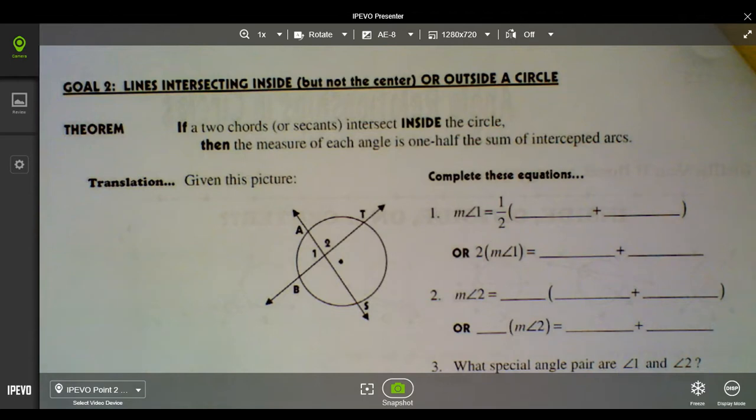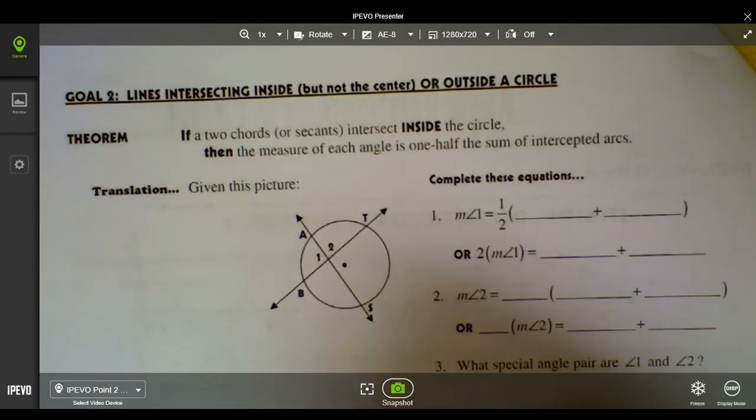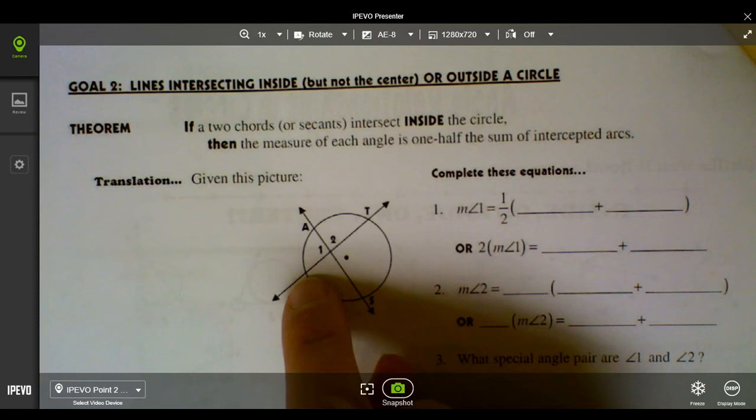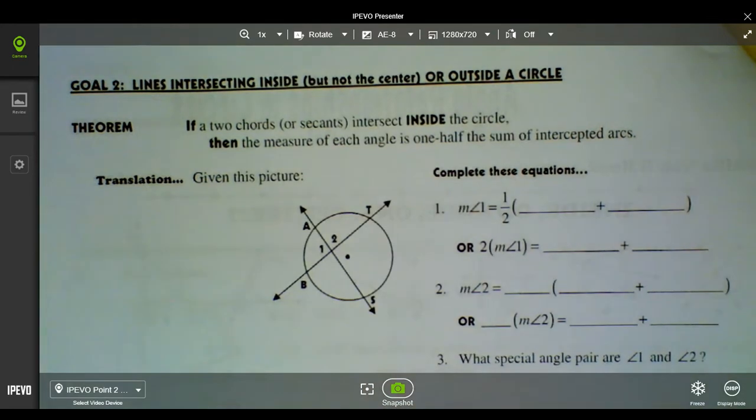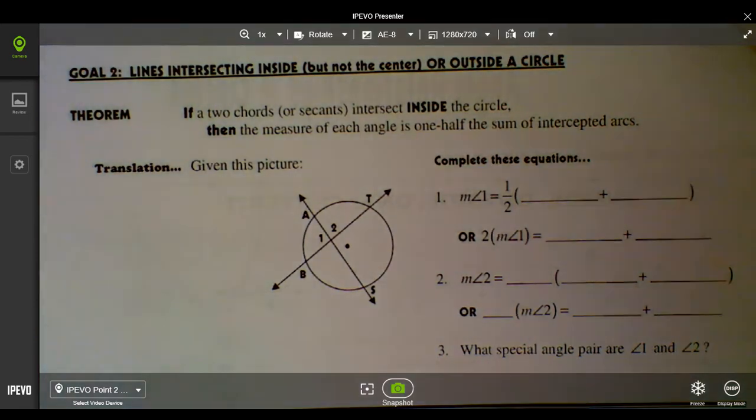Okay. So now I have, if two chords or secants, so the way that they're written over here, they're secants because they got arrows on the end of them, but really if you just cut them off at where they touch the circles, they're chords. Regardless, if two chords or secants intersect inside the circle, then the measure of each angle is 1/2 the sum of the intercepted arcs.